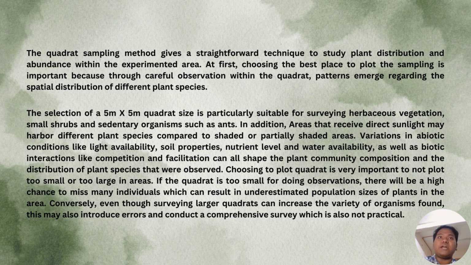Areas with direct sunlight will have different plant species compared to shaded areas. Factors like light availability, soil properties, nutrient levels, and water availability, along with biotic interactions such as competition and facilitation, influence plant community composition and species distribution.